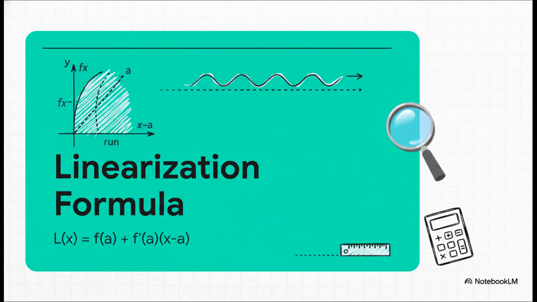And here's the formula for it. Now, I know it might look a little intimidating with all those letters, but don't let the notation scare you. This is really just the equation of a line. All it's saying is that our approximation, that's L of x, is just where we start, f of a, plus the slope at that exact spot, f prime of a, times how far we've moved away. It's a recipe, plain and simple.